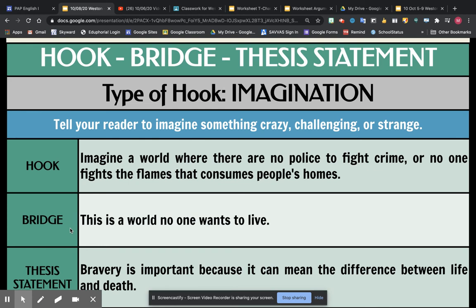All right, imagination. A lot of students like to use this because it's kind of like painting a scene for your reader. So imagine a world where there are no police to fight crime or no one fights the flames that consume people's homes. This is a world where no one wants to live. Bravery is important because it can mean the difference between life and death. So again, that's all you have to do when you do imagination: just tell your reader to imagine something.